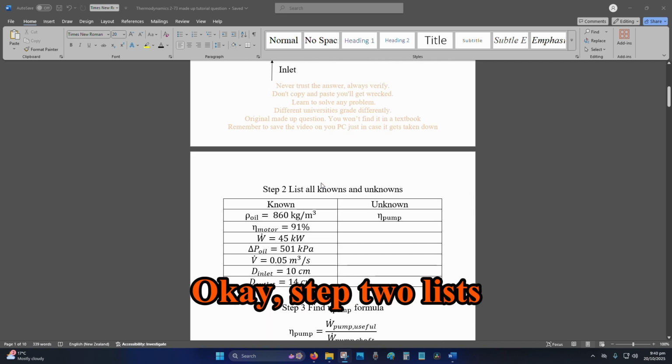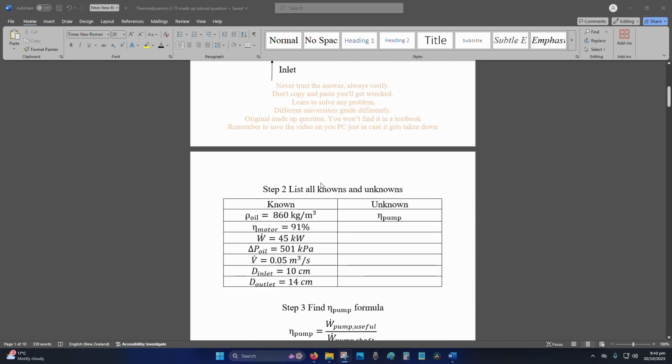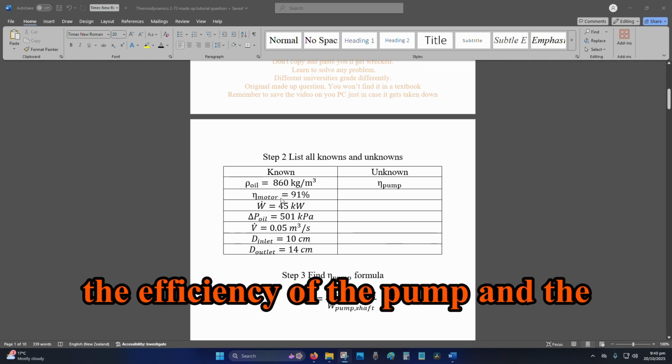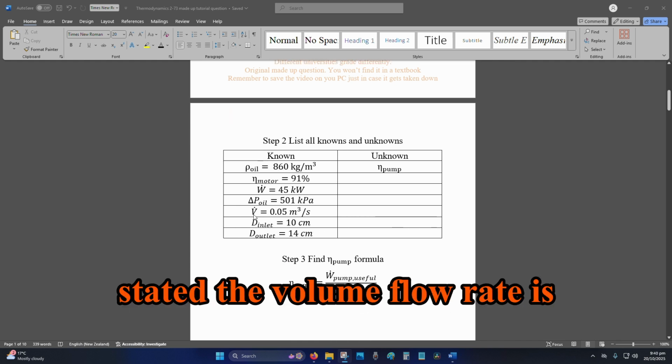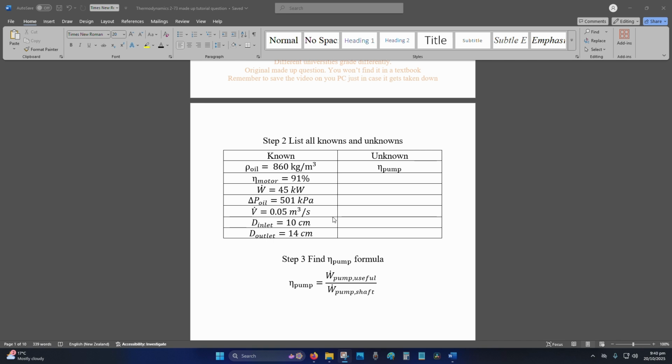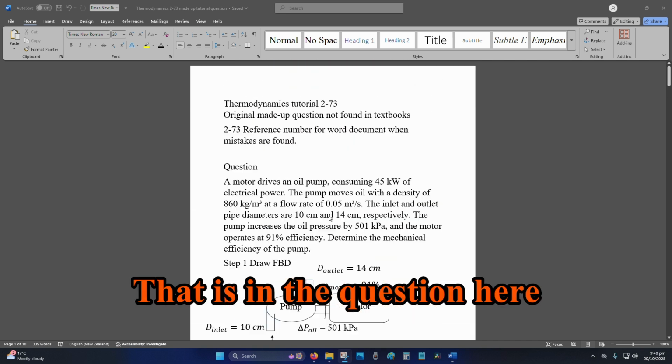Okay, step 2, list all the given variables, find the unknown. So we're trying to find the efficiency of the pump, and the variables I've just stated. The volume flow rate is 0.05 meters cubed per second. That is in the question here.